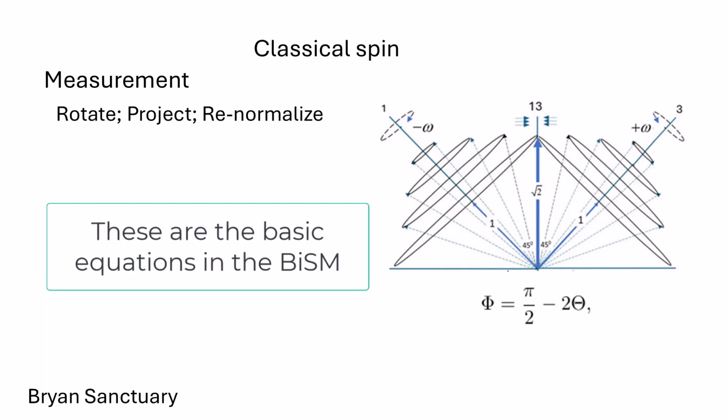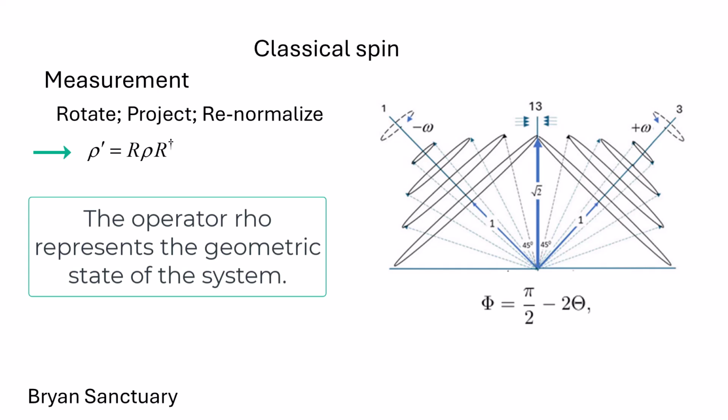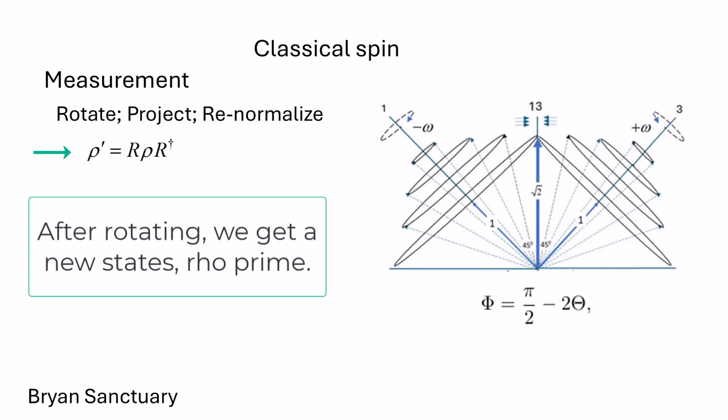Let's look at the key equations defining the dynamics of the bivector-based standard model. We start with the state operator ρ. Here ρ represents the geometric state of the system, built from the bivector structure of the boson. It is not a density matrix, as in quantum mechanics. It is a classical operator that expresses the orientation and internal structure. When the state rotates under the rotor r, we get a new state, ρ'.